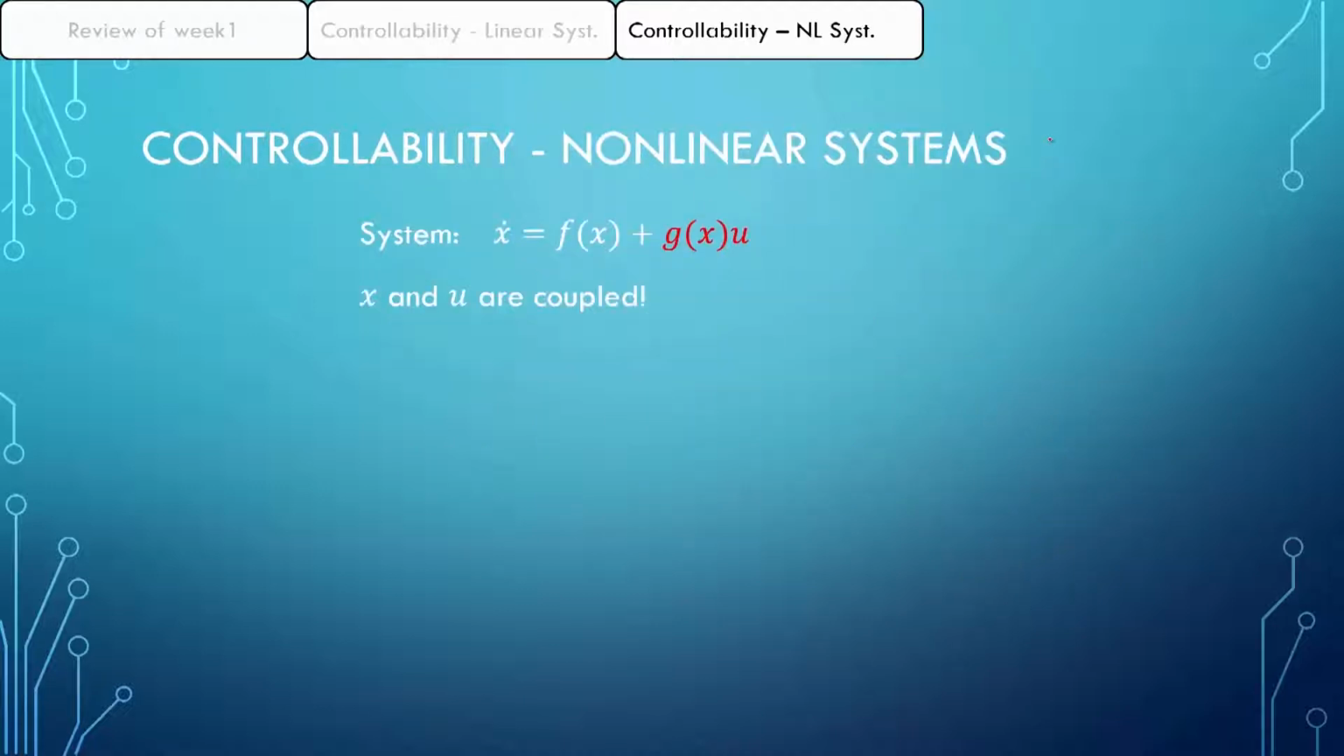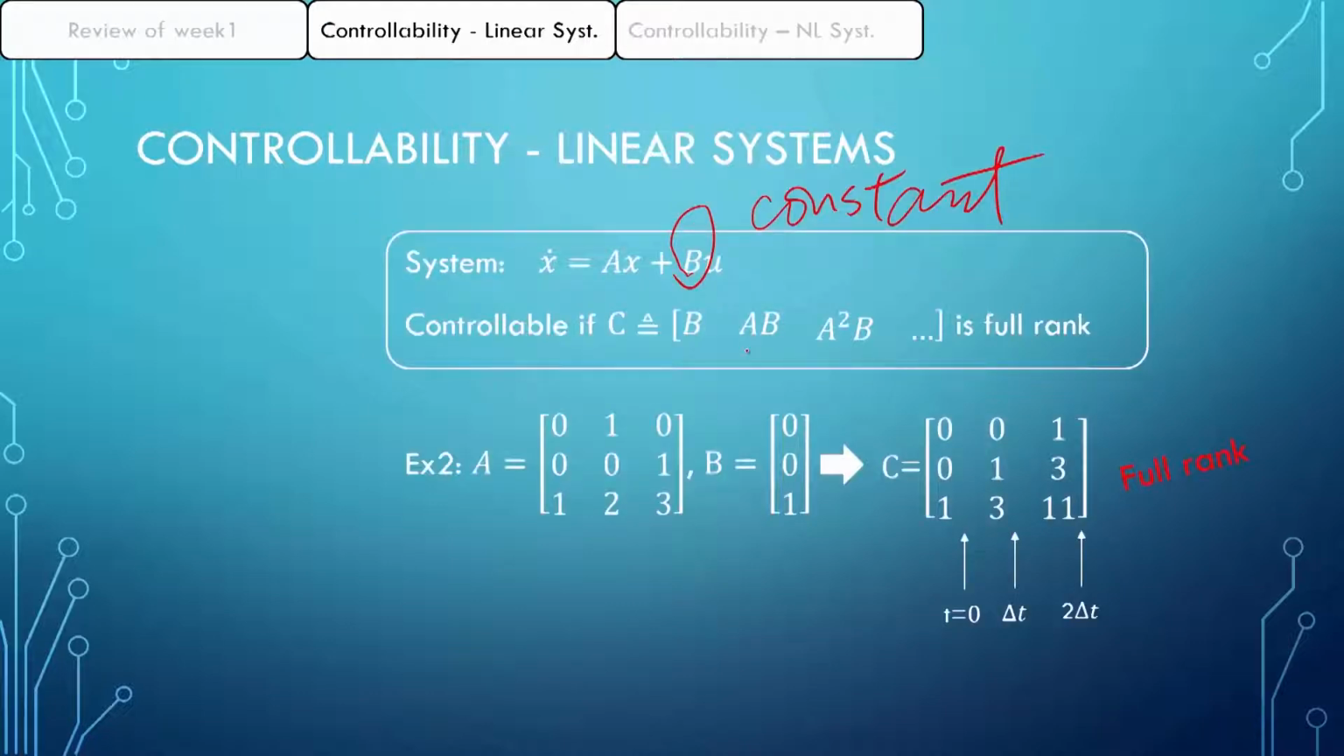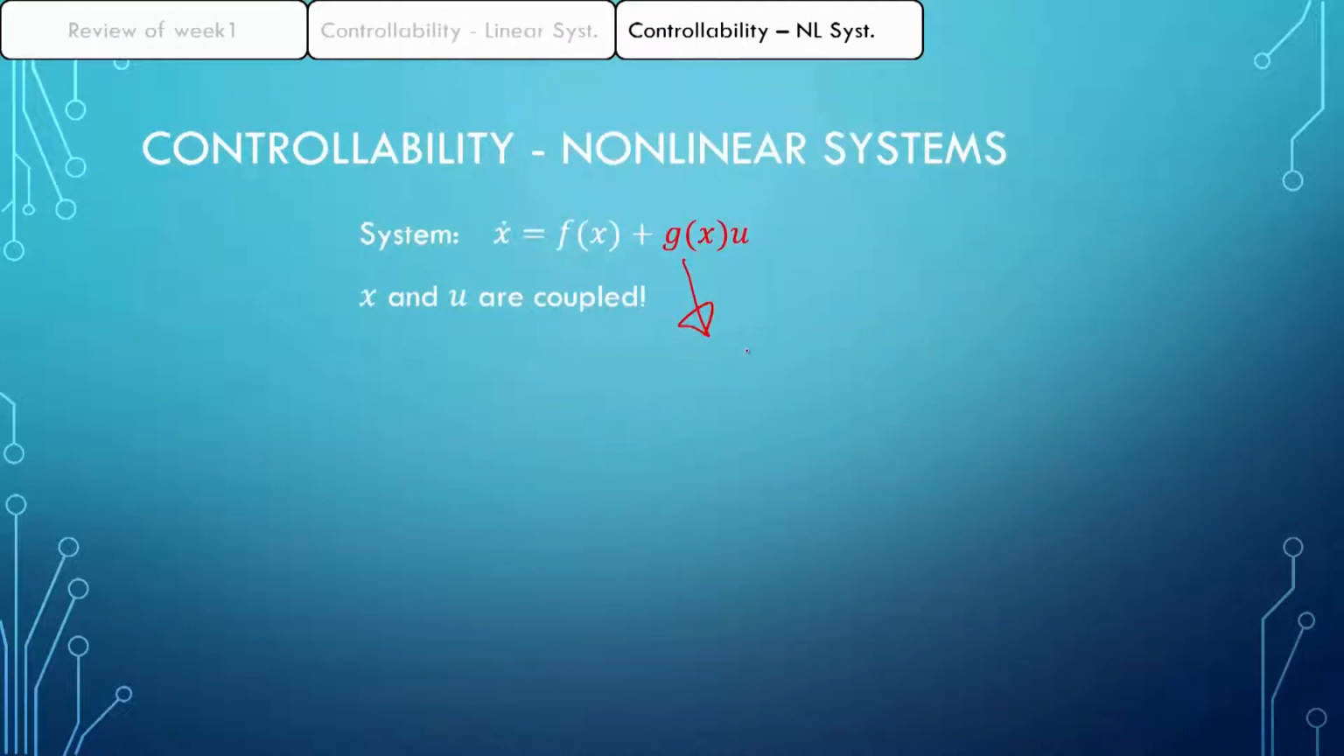But for nonlinear systems, this g can be a function of x. That means once you change the state, this matrix will also change. So it becomes very complicated every time it changes. So the criteria in the linear case can no longer be applied. We need a new criteria. For example, in this case, f could be x squared.